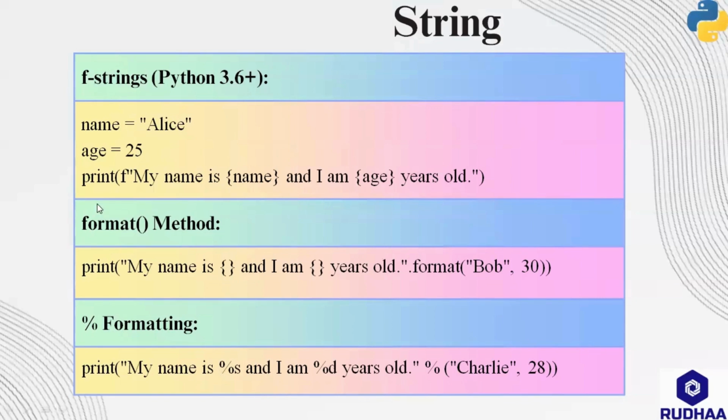So this is fstring method. And format method, you simply give the statement with empty braces, and at the end you will use the format command.